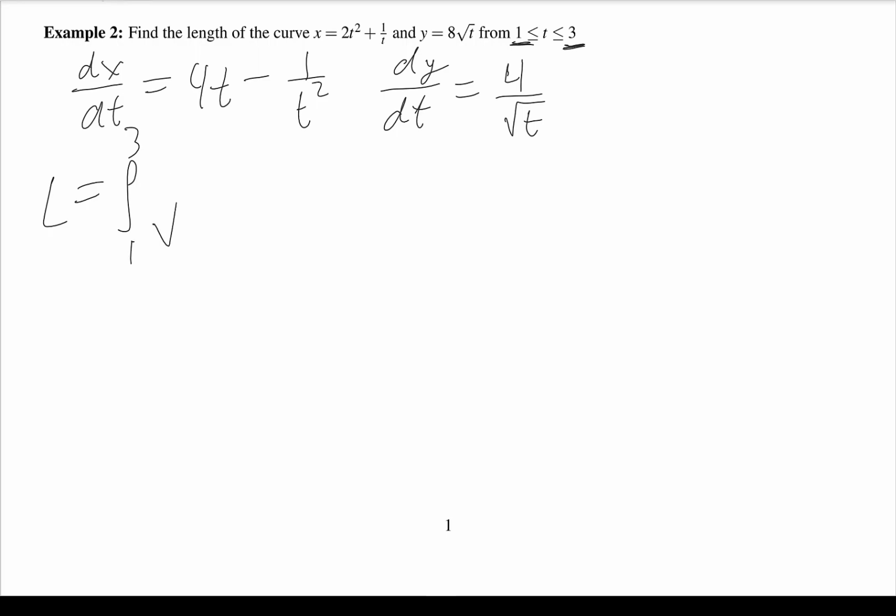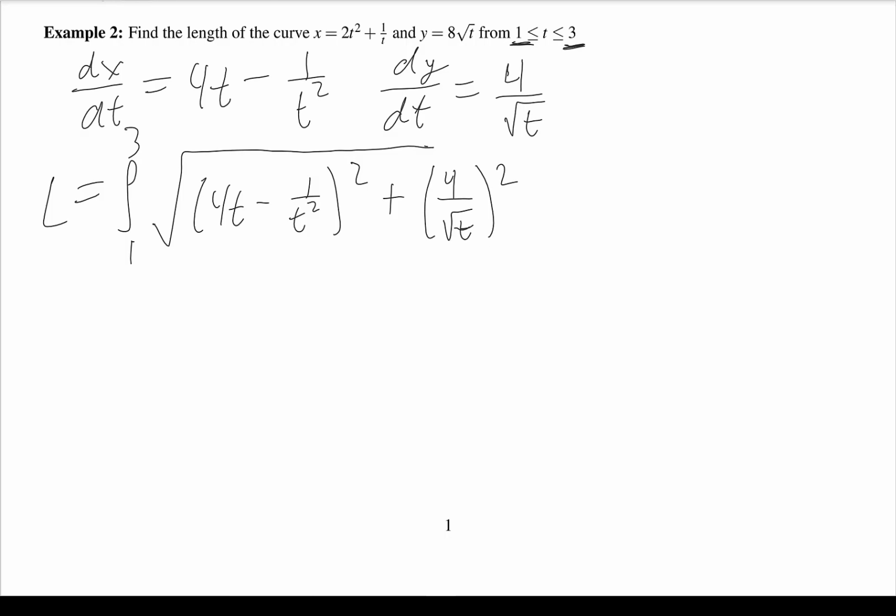Let's see, so we should have the square root of dx/dt squared, so this will be (4t minus 1 over t squared) squared, plus (4 over square root t) squared, dt. So from here, we'll definitely need to FOIL those out and square them. Maybe we get some cancellation of terms inside, or maybe we have some u substitution technique we can use. But I want you to practice that, so we'll put in the dots here.